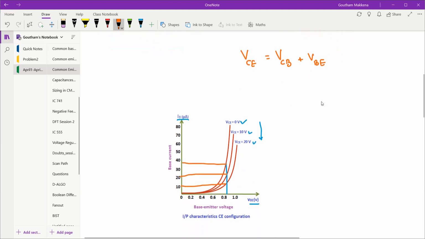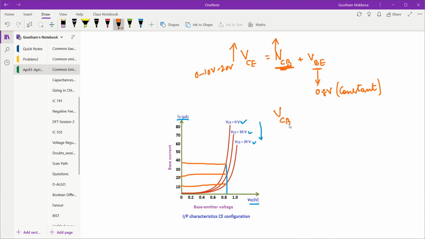Now suppose at this point, let us say VB is constant at 0.8 volts. But as VC is increasing from 0 to 10 to 20, what should happen? VCB should also increase, because VB is kept constant, so VCB should increase. But when VCB is increasing, what is happening to IB? IB is decreasing. Why is this behavior occurring? Let us try to analyze.